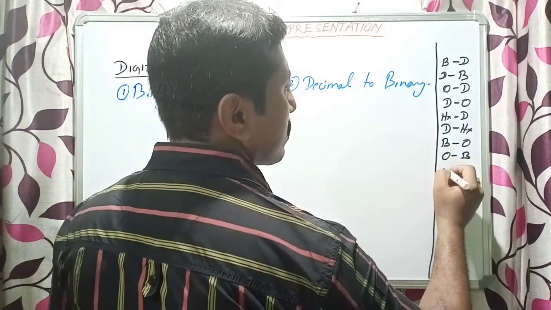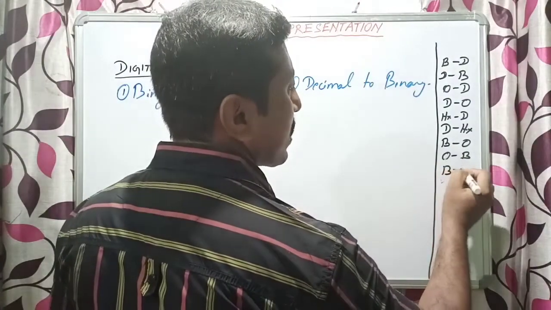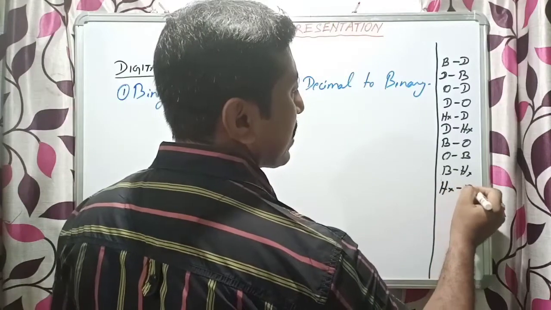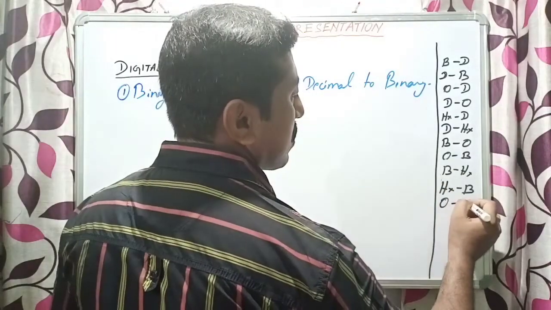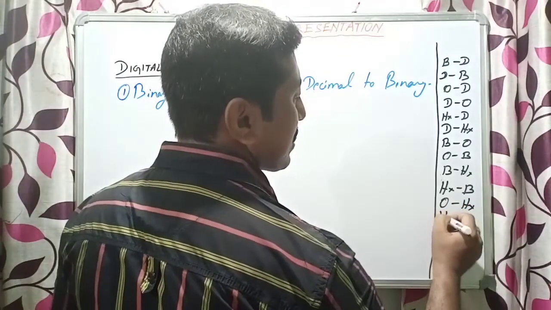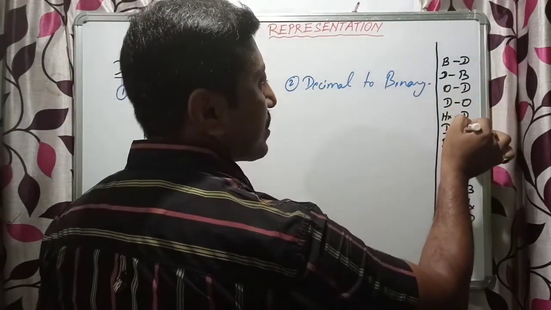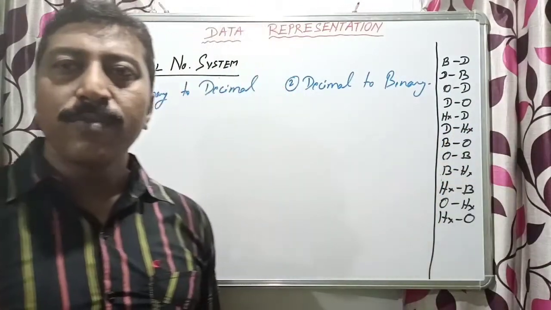Then we'll convert binary to hexadecimal and hexadecimal to binary. And another one: convert octal to hexadecimal and hexadecimal to octal. 1, 2, 3, 4, 5, 6, 7, 8, 9, 10, 11, 12. These 12 things we will cover one by one.